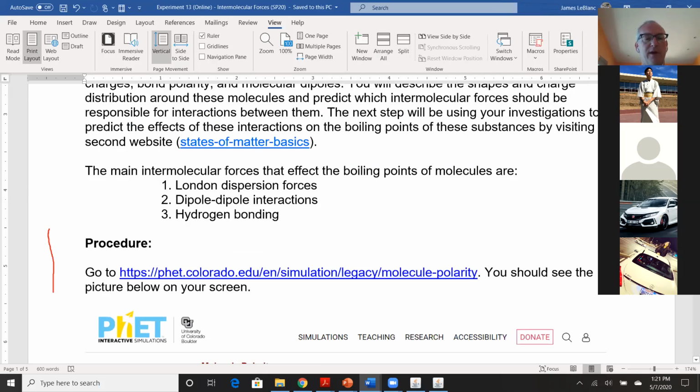So we know the three main intermolecular forces: dispersion forces, dipole-dipole interactions, and hydrogen bonding, the main ones. We're not really going to be dealing with ion interactions today, although there's a question about it in the lab. Hopefully you'll give that a little bit of thought.